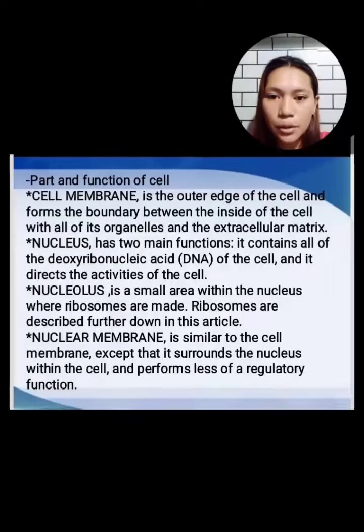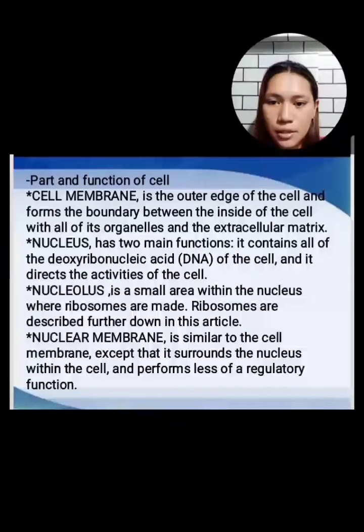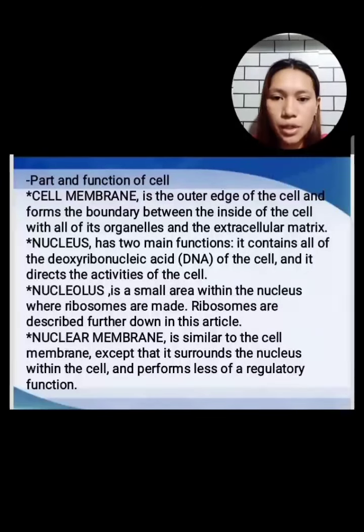Next is nucleus. Has two main functions. It contains all of the deoxyribonucleic acid of the cells and it directs the activities of the cells. Next is nucleolus. It's a small area within the nucleus where ribosomes are made. Ribosomes are described further down in this article.